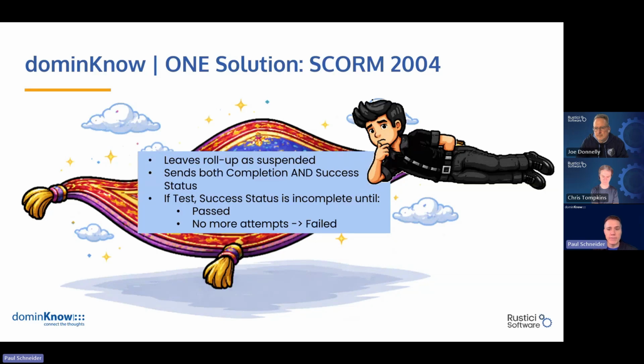In SCORM 2004, we do automatically send both statuses in there. And we have settings in there, like if you have 3 test attempts, well, that success status doesn't actually get sent until you actually pass it or you run out of attempts, because at that point you have no attempts and therefore you have truly failed. So try to keep that clean, very accurate with that information.